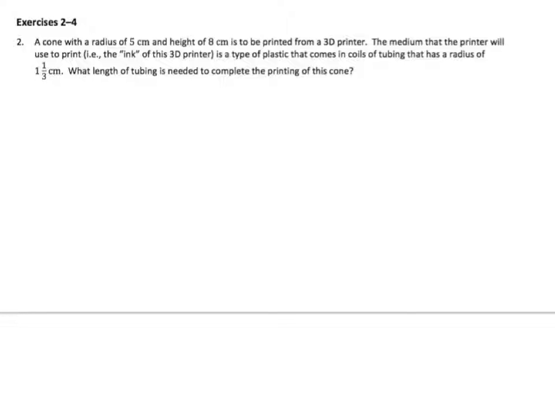All right, a cone with a radius of 5 centimeters and a height of 8 centimeters is to be printed from a 3D printer. The medium, which is the material that the printer will use, which is what they call the ink of a 3D printer, is a type of plastic that comes in coils of tubing and has a radius of 1 1/3 centimeters. What length of tubing is needed to complete the printing of this cone?